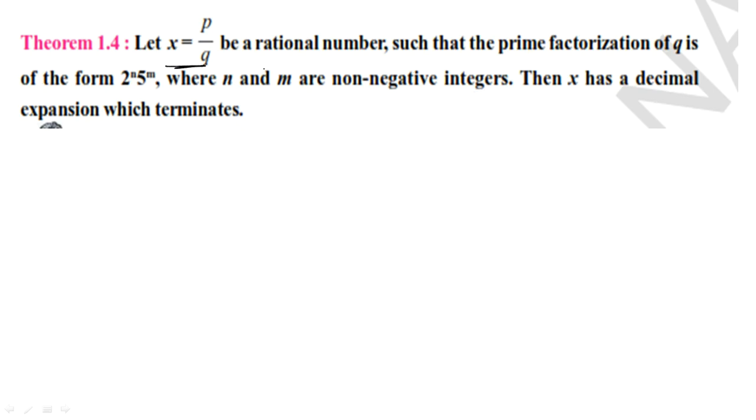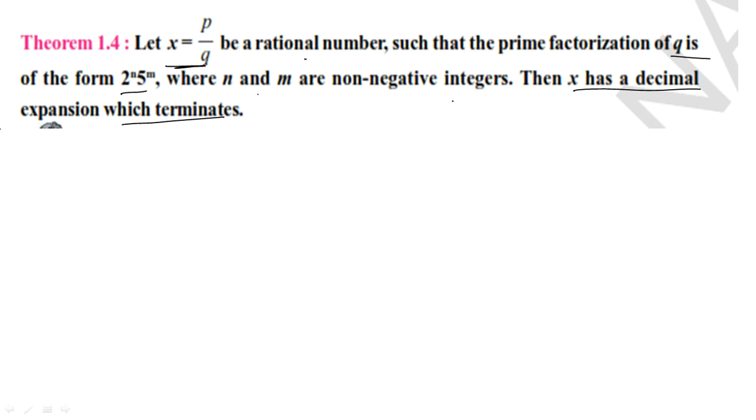Let x equal to P by Q be a rational number. So x is a rational number of the form P by Q, such that the prime factorization of Q is of the form 2 power n and 5 power m. N, m are non-negative integers. Then x has a decimal expansion which terminates. So yes, x will terminate. Though P, Q are not co-primes, it will terminate if we can represent Q in the form of 2 power n into 5 power m.